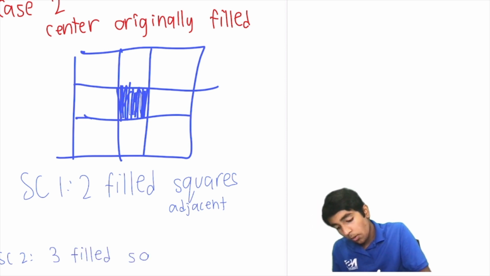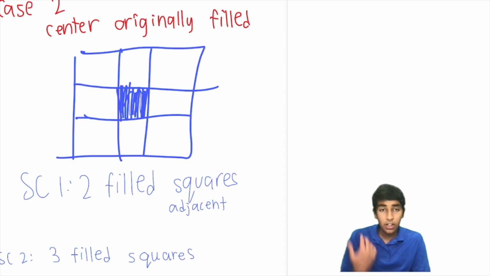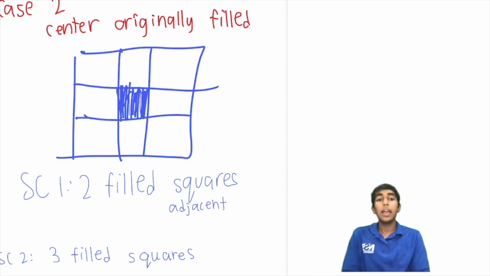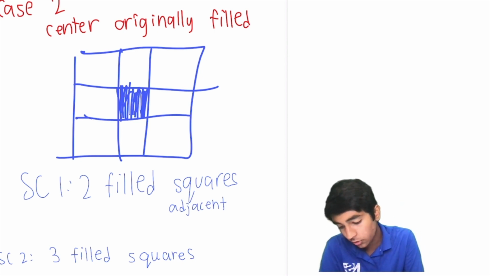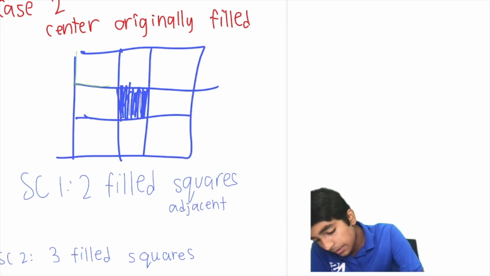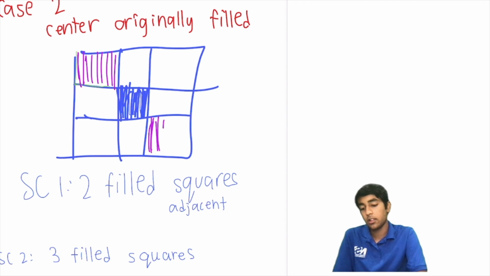So why? Remember how in the problem it says that for a filled square to stay filled, it has to have 2 or 3 adjacent filled squares. So we just take these cases separately. First case, two filled squares adjacent. So let's say we have two diagonal squares, something like this.